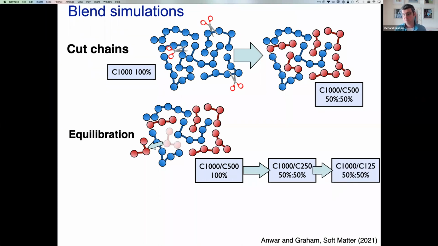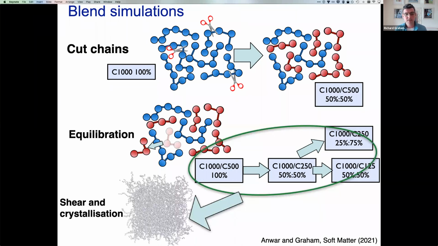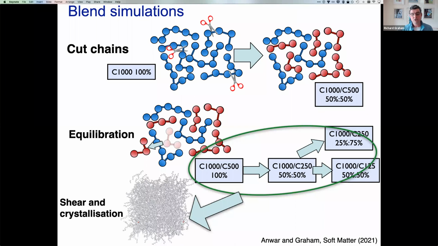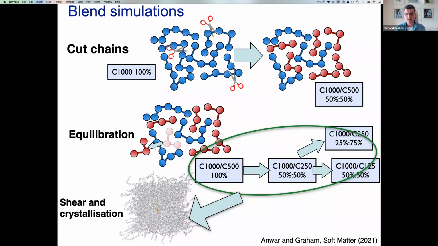We can cut again, make another 50-50 blend, and we can branch from here as well. So now, instead of cutting the 250 chains, we cut half of the remaining 1000s. We cut them a couple of times, and we can now create a blend that's 25% long chains, 75% long chains. And these are all quick and easy to equilibrate, which was one of our major simulation costs. And then we've got these nice configurations that we can do our crystallization simulations on.